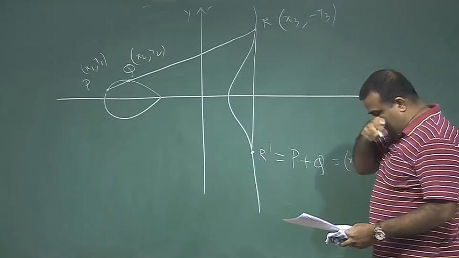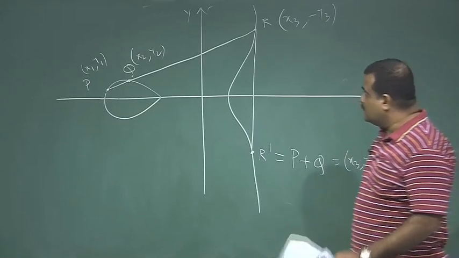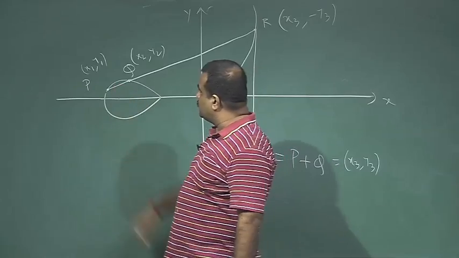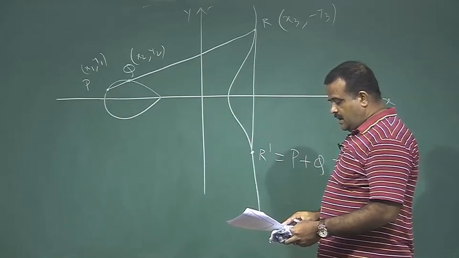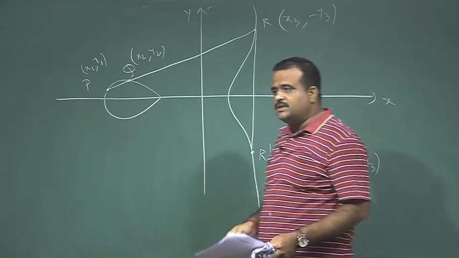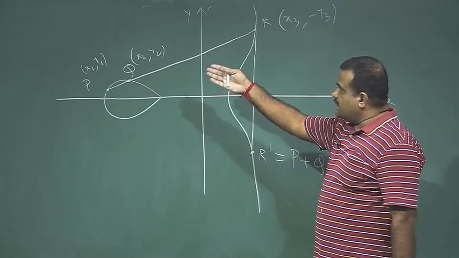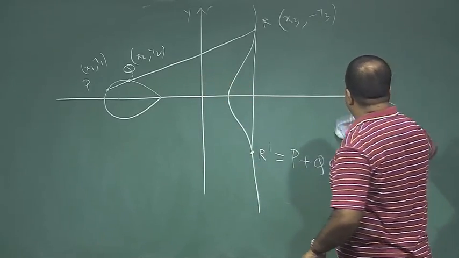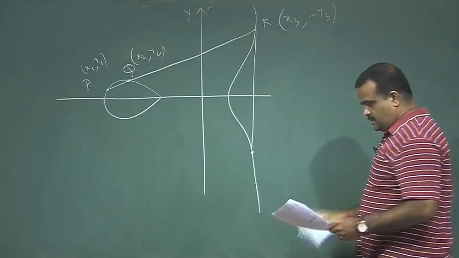Now how do we get this? There are three cases. Case 1 is if x1 is not equal to x2, that is, P, Q are different. There are three cases basically. Let us just write the cases, and we will come back to this picture again.